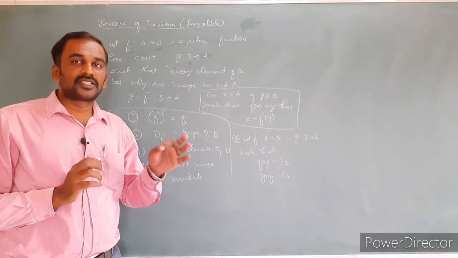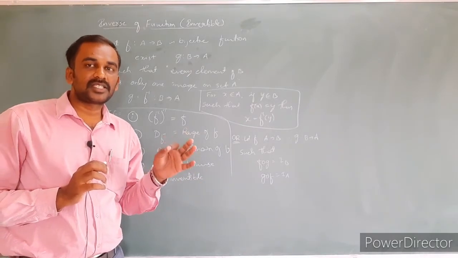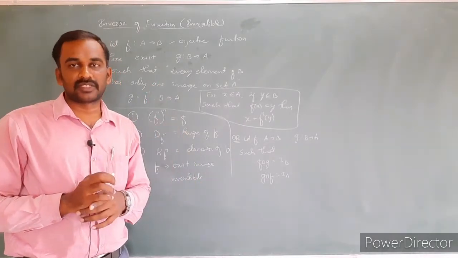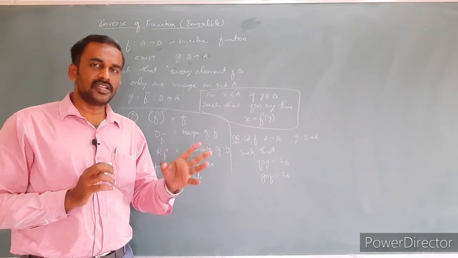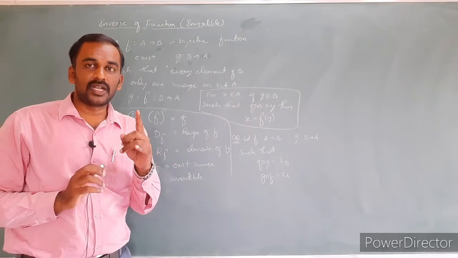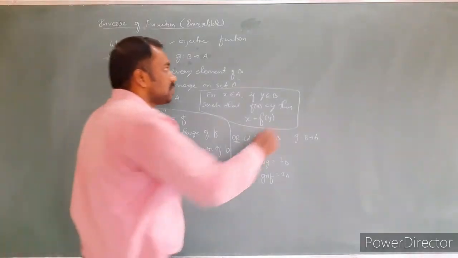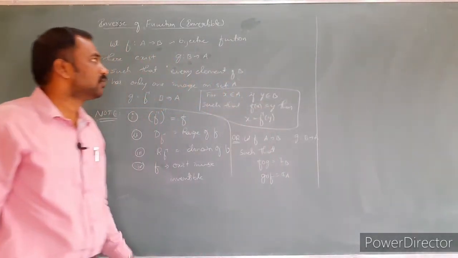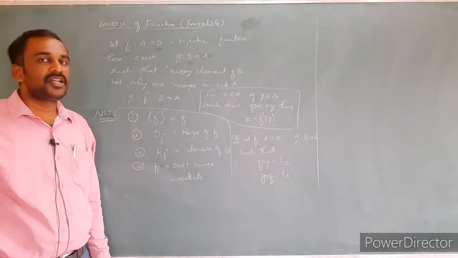And one more thing: if a function f has an inverse, then it has a unique inverse. There exists only one inverse for the respective function. Okay, this is all about the definition of the invertible function.